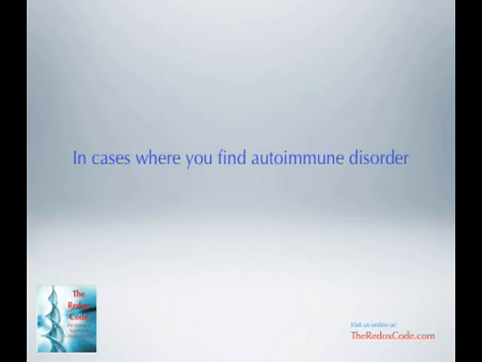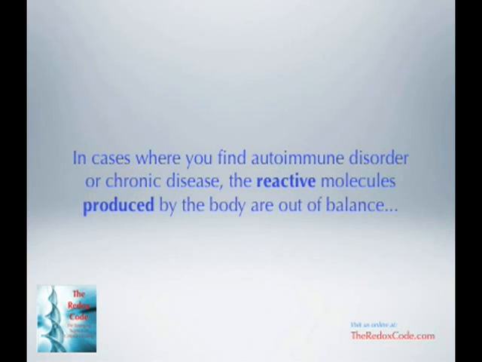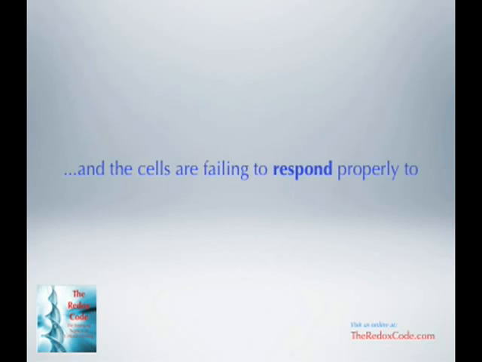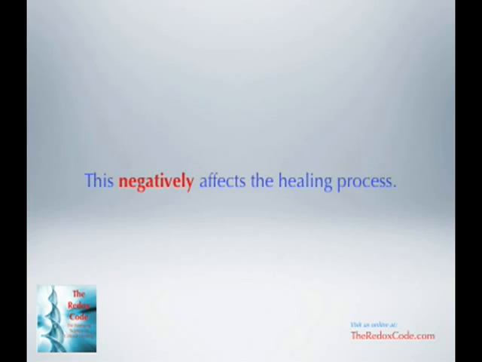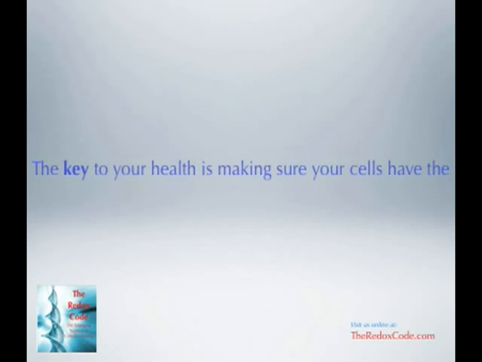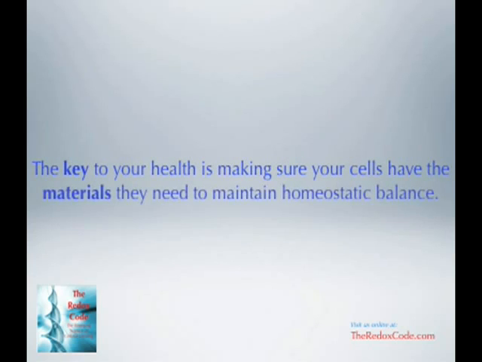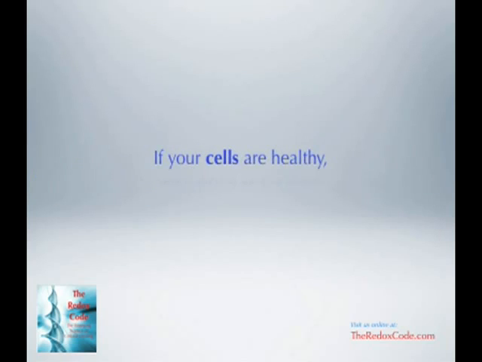And your body is working harder than ever to maintain homeostasis and proper balance. In cases where you find autoimmune disorders or chronic disease, the reactive molecules produced by the body are out of balance, and the cells are failing to respond properly to oxidative stress or repair the damage that is occurring. This negatively affects the healing process. The key to your health is making sure your cells have the materials they need to maintain homeostatic balance. If your cells are healthy, then your whole body will be in good health.